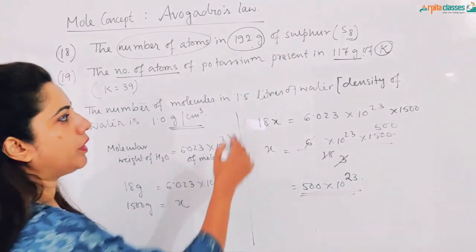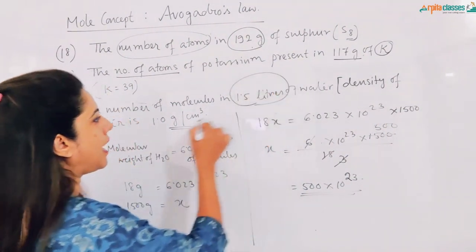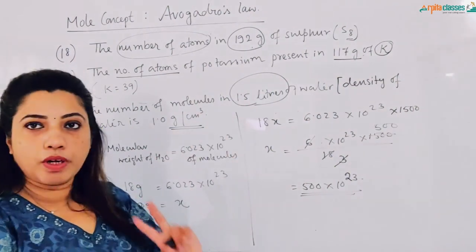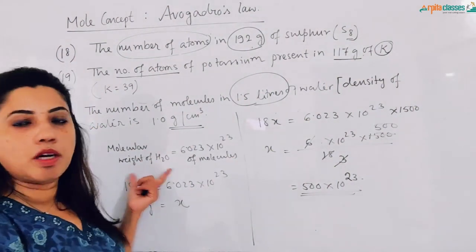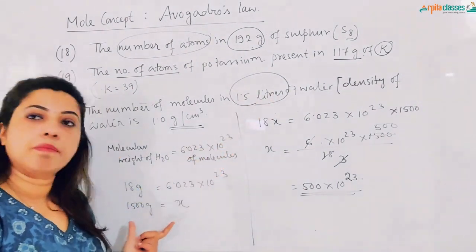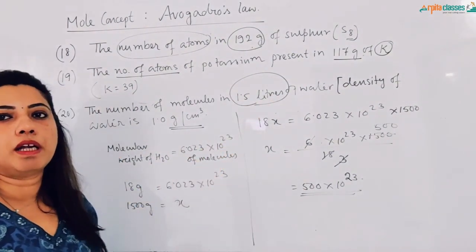So basically what did we do? When we have the volume of water and the density of water, we found out the mass of water. Now we know 18 gram of water means this many molecules, Avogadro's number of molecules. So whatever mass came, that much water is equal to how many molecules?